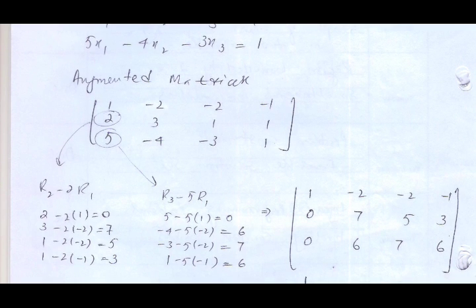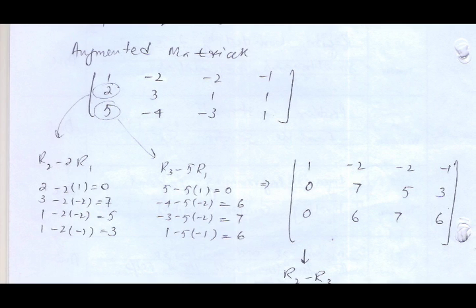And first of all we want to make 2 and 5 in column 1 equal to 0. In the first column, for the second element 2 we write r2 minus 2r1, and for the third element 5 we write r3 minus 5r1.